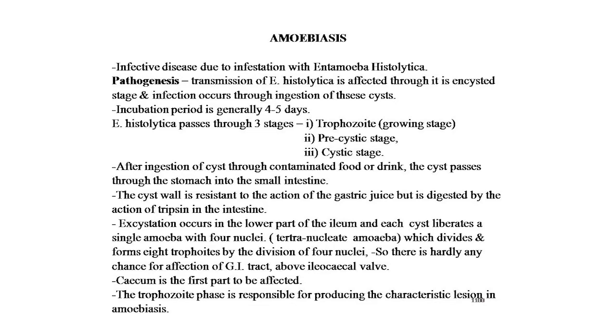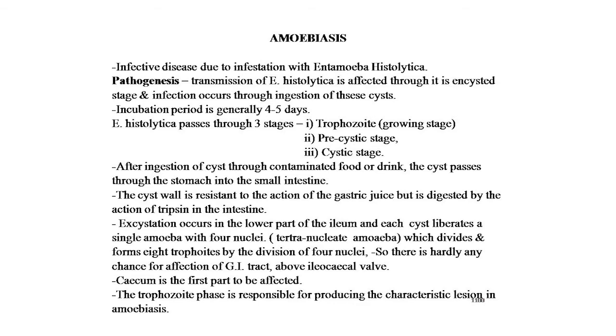In man, the incubation period varies a great deal, but it is generally 4 to 5 days. Entamoeba histolytica passes through 3 stages. One is the trophozoite, that is the growing stage, second is the pre-cystic stage, and third is the cystic stage. After ingestion of cyst through contaminated food or drink, the cyst passes through the stomach into the small intestine.